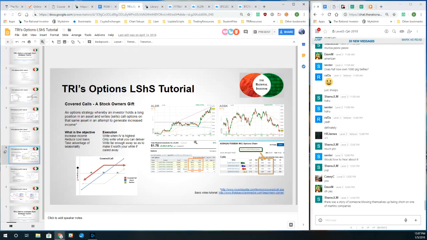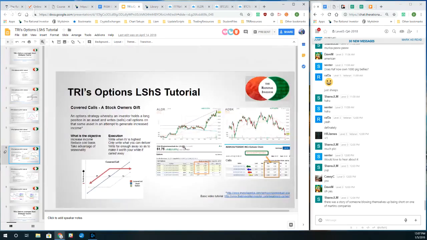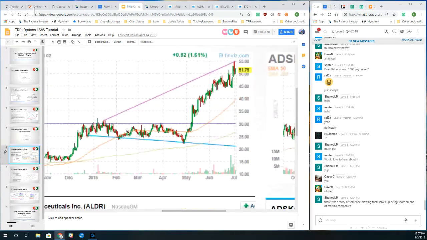In this particular case, we have ALDR. I think this is a pharmaceutical name, right? Alder Biopharmaceuticals. A lot of times the biotech stocks, if they have cash, they'll just simply reinvest the cash into R&D, so they generally don't pay dividends. But you can see how expensive this stock is, $20, $30, $40 a share, $50 a share at the top here.